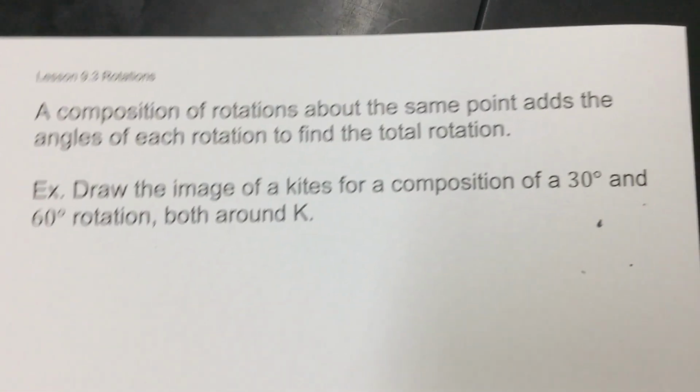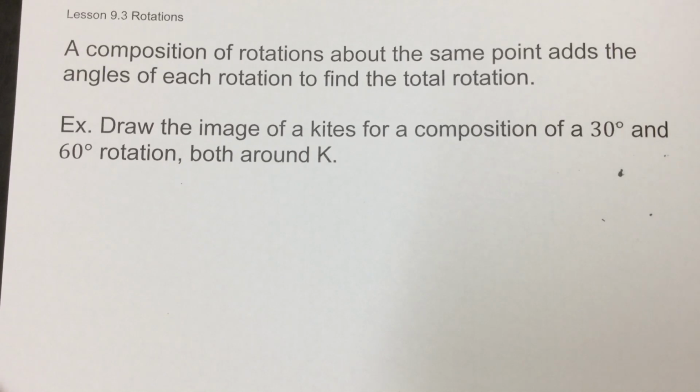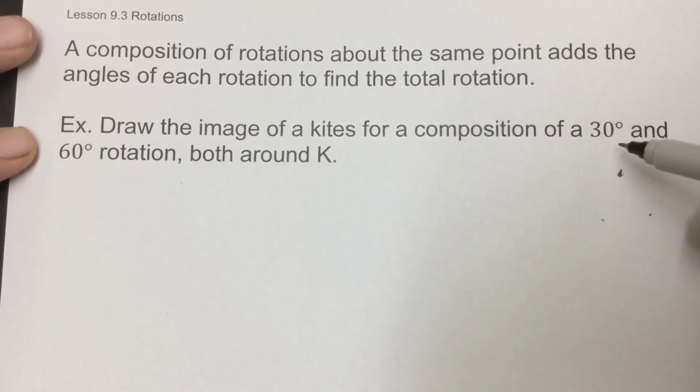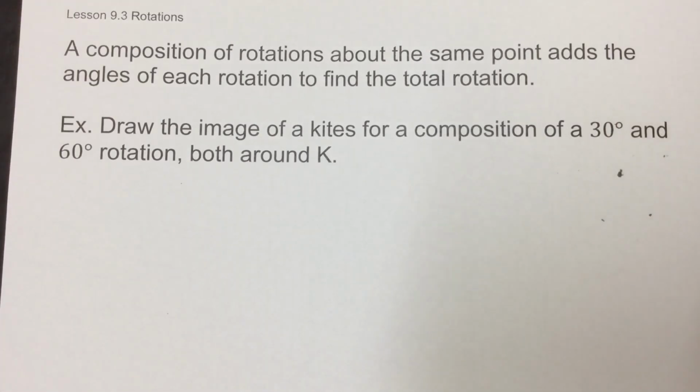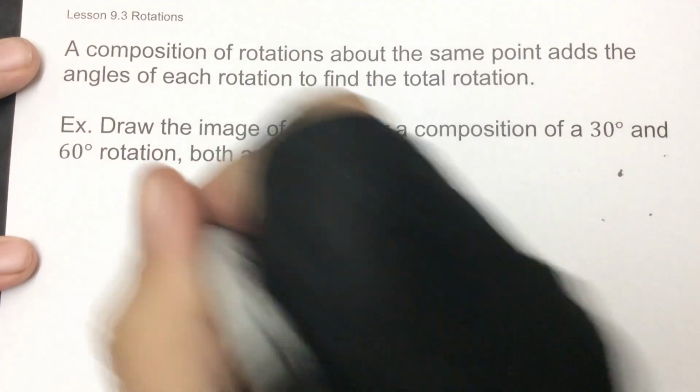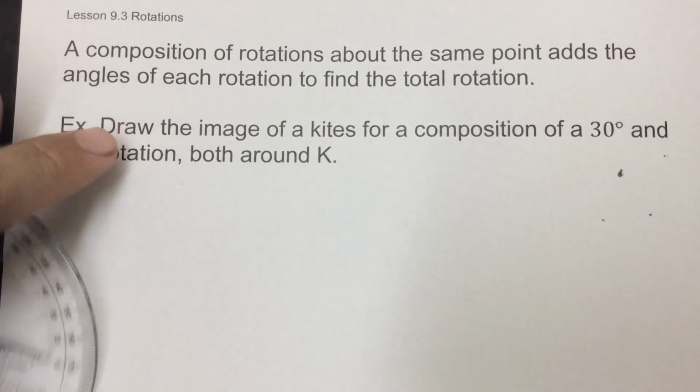So we can also do a composition of rotations about the same point. And pretty much we're just going to add those angles together to get a full rotation. So like if we have kites here that we're going to do a composition of a 30-degree rotation and then a 60-degree rotation, we're really just going to add those two together. So this is a quick example here.